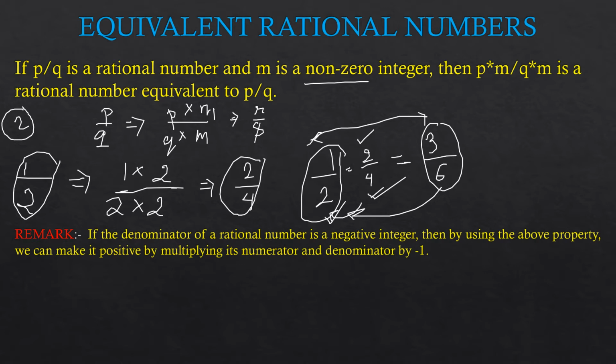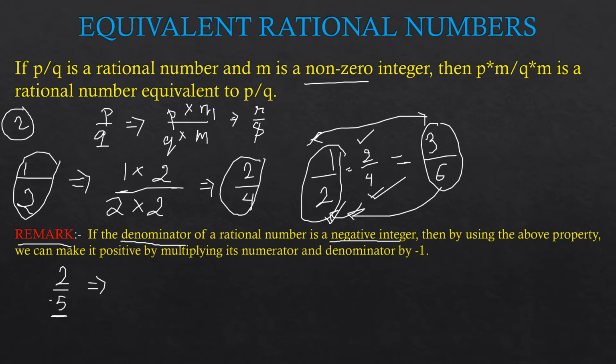Alright. Now we have a remark here. Let us understand this. If the denominator of a rational number is a negative integer, let's say we have the rational number 2 by minus 5. Here the denominator is a negative integer, that is minus 5, which is a negative integer.